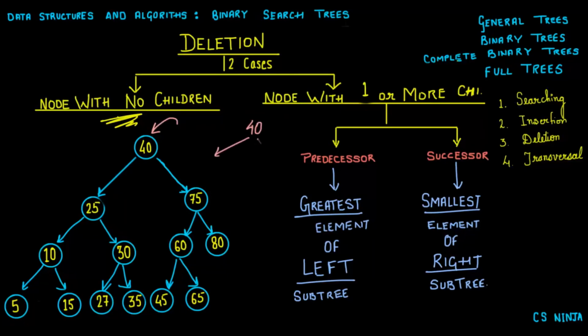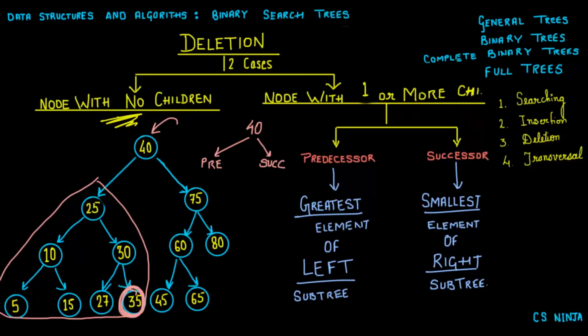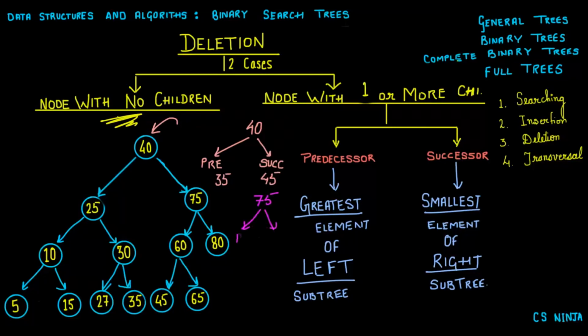So the greatest element of the left subtree comes out to be 35. So predecessor of 40 is 35. In the same fashion, smallest element of the right subtree is 45. Hence the successor of 40 is 45. Similarly, 75 has 65 as predecessor and 80 as successor. Now the concept of predecessor and successor are clear.